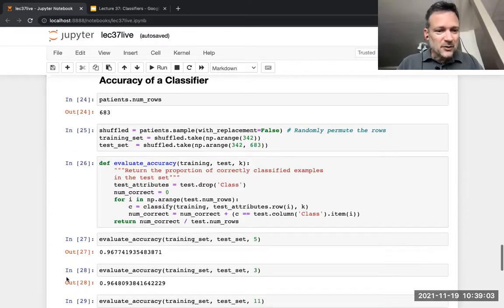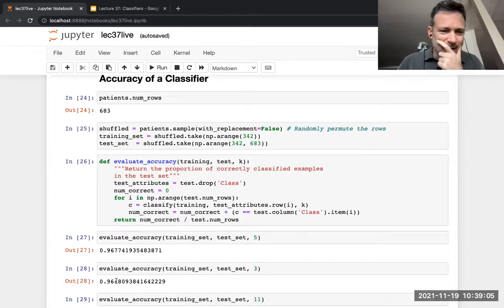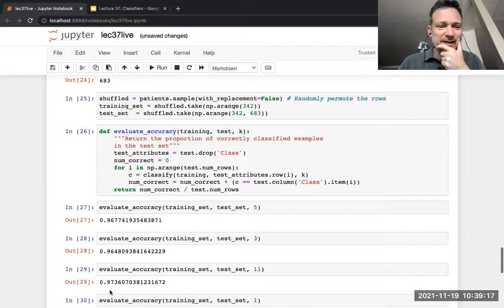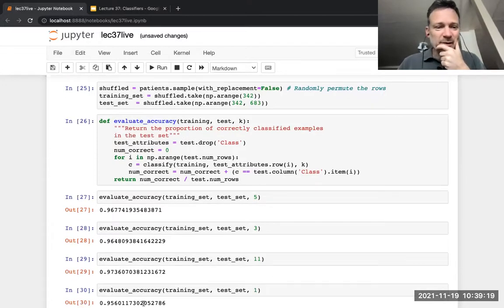All right, so with k equals 3, you can see, about the same, maybe a tiny bit lower, but basically the same accuracy. With k equals 11, I made a bigger k, and it looks like it might have gotten a little bit better, a little bit up to 97%. With k equals 1, it was a little worse. It was below 96%.